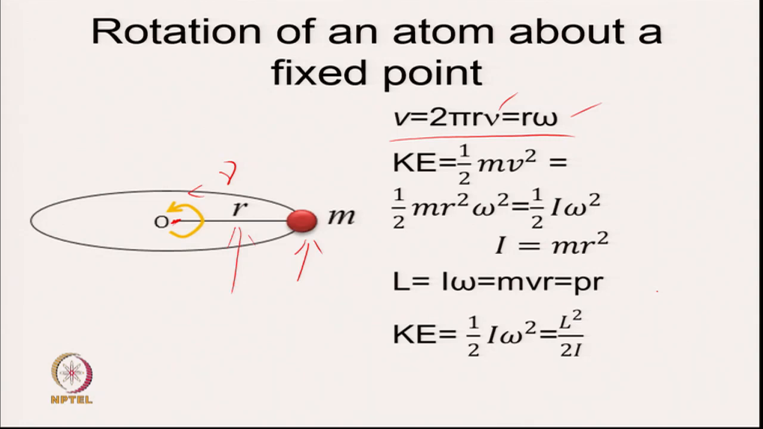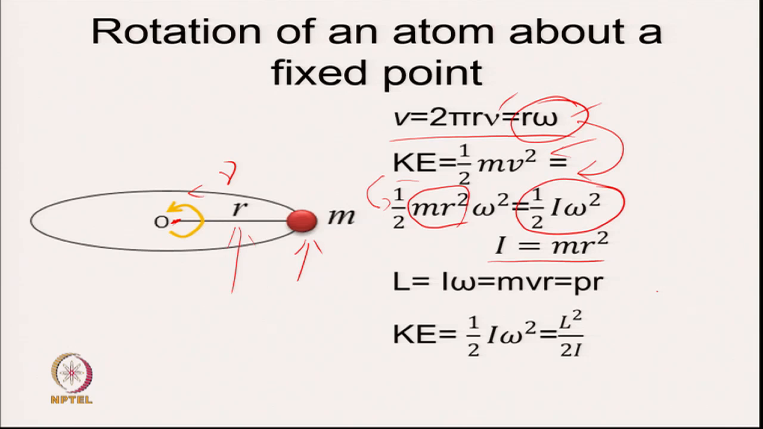Once we know v, we can calculate kinetic energy, because kinetic energy is equal to half m v square. So, if we put the value of v into this equation, we will get kinetic energy equal to half m r square omega square. m r square is known as the moment of inertia and is given by the symbol I, and so kinetic energy can be written in terms of I and omega as half I omega square.